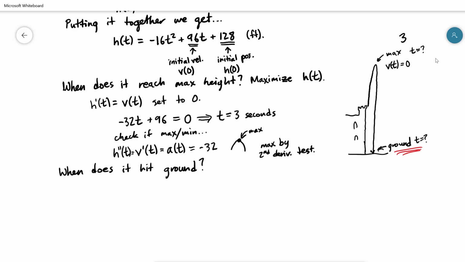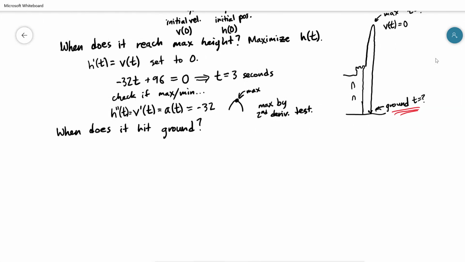Well, in this case, we aren't trying to find a max or a min. We're just trying to find the time that it hits the ground. We need to know some information about what it means to hit the ground. So what does it mean to hit the ground? Well, when it hits the ground, the height is 0, right?